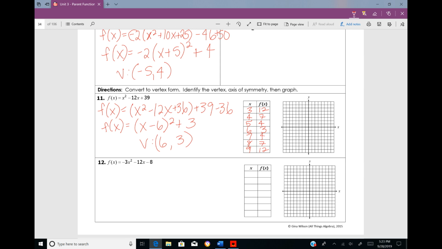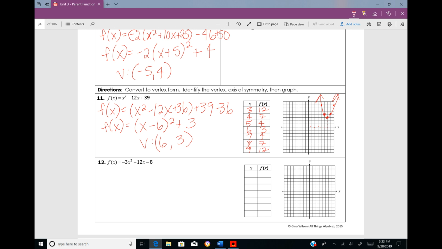So let's graph our vertex. 1, 2, 3, 4, 5, 6. 1, 2, 3. We know it's opening up. Alright, and then it's just a reflection on the other side. So there's our parabola.